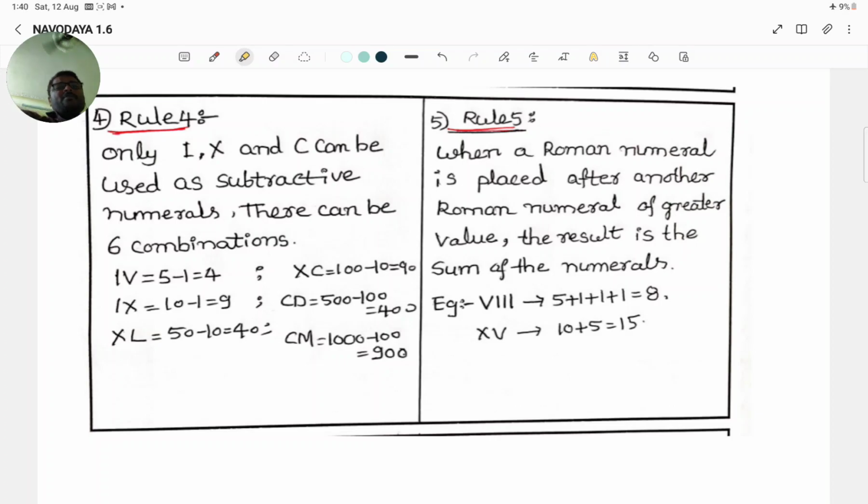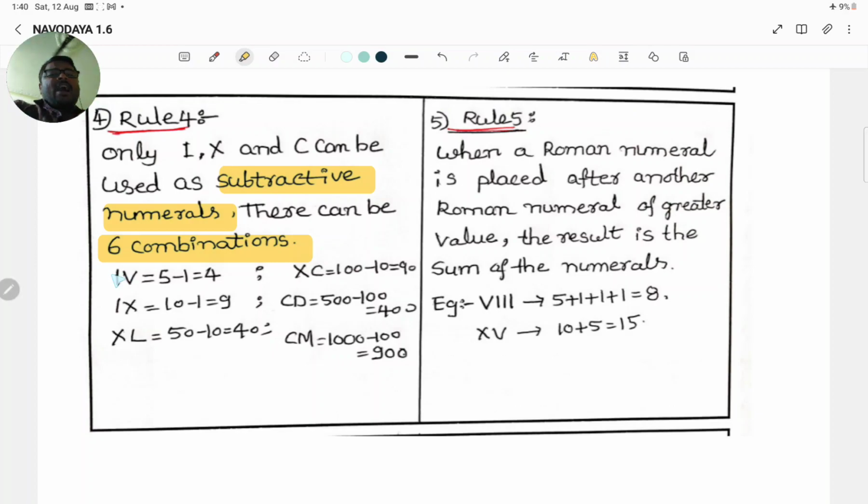Next, rule number 4. In this rule only I, X and C can be used as subtractive numerals. There are fixed combinations. Rule number 4 explains that when we write Roman numerals, only 3 subtractive numerals are there, that is I, X, C only. These make a combination of 6 forms.